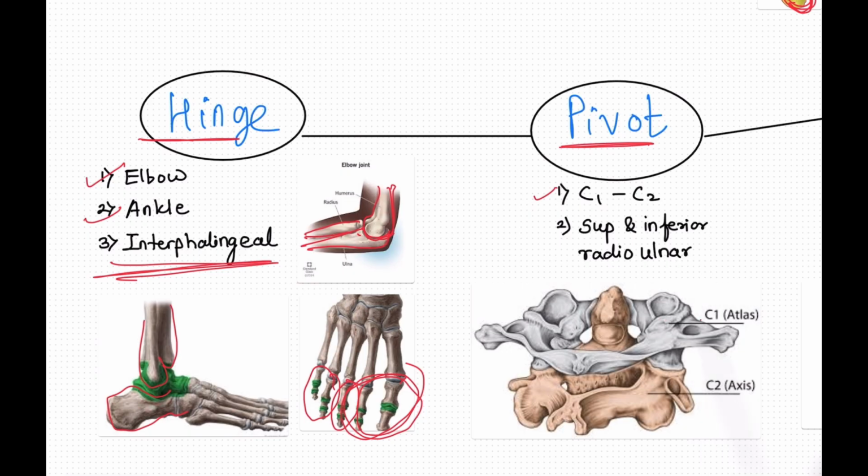The first one is called the atlas. This is the atlas bone, which is gray in color, and the second one is the axis. So this is the axis. A pivot joint means the atlas can move around this process of the axis.